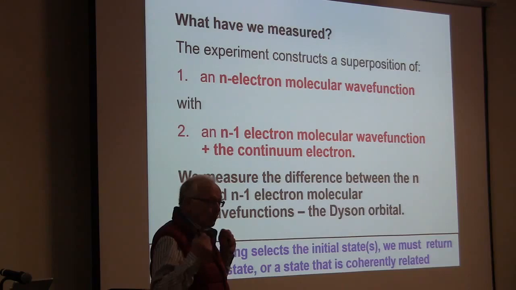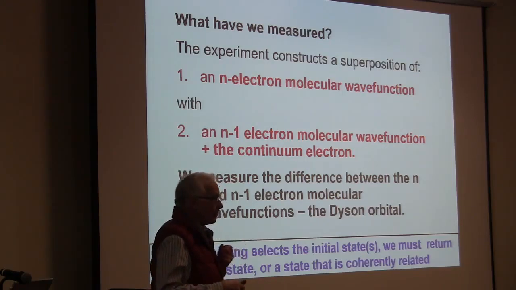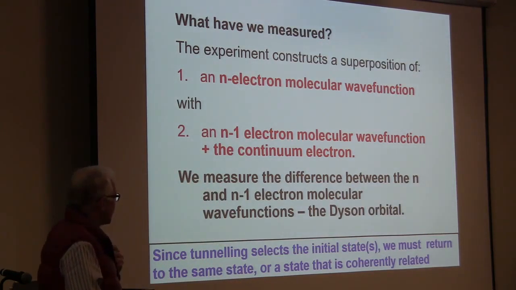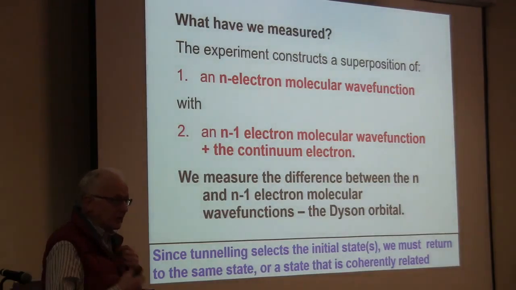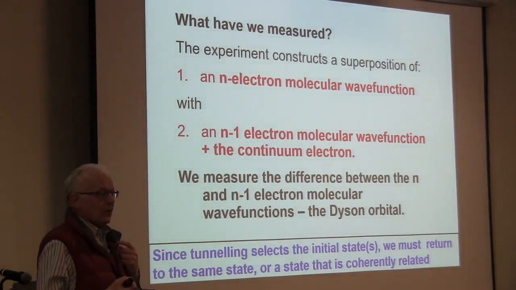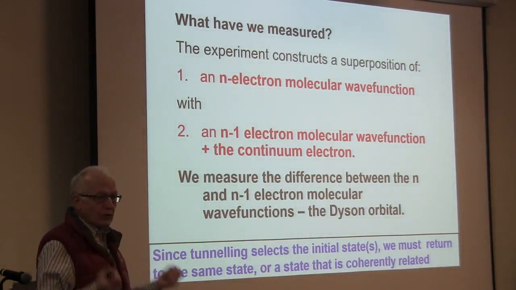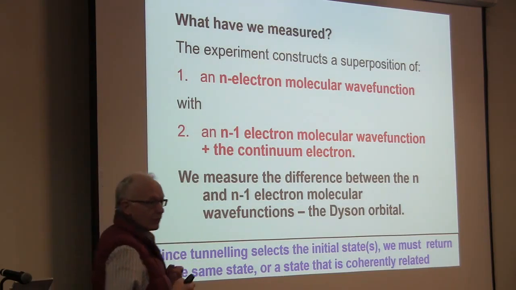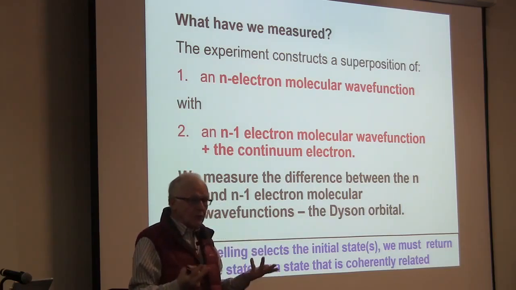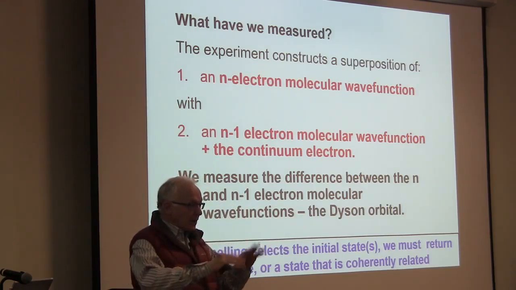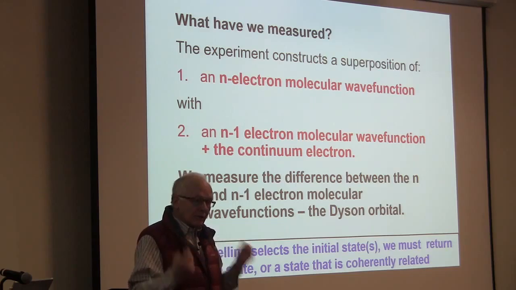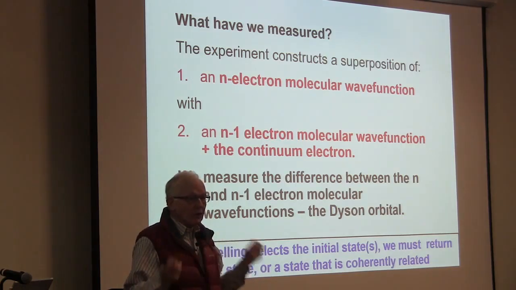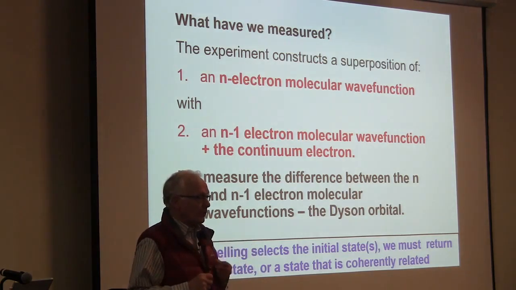Let me just say a few things about what you see. Since tunneling selects the initial state, we must return to the same state or to a state that is coherently related to this initial state. If it selects 2 or 3 states, then these 2 or 3 states you can return to by the electron wave packet. And that leads to interesting potentials for looking at dynamics that's launched by the process of tunneling, but I will not go there. I will not talk about that any further.